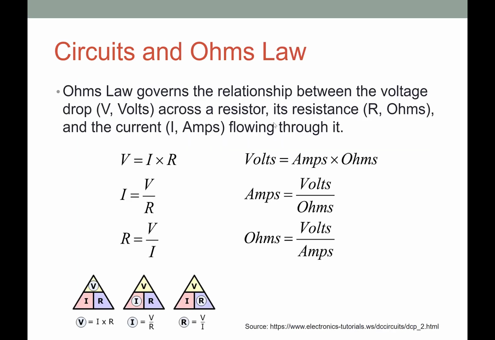We can use Ohm's law to calculate any of those different variables. So for a given voltage potential and a given resistance, I can calculate how much current is flowing through. Any one of those variables, given the other two, I can calculate. And that is called Ohm's law.